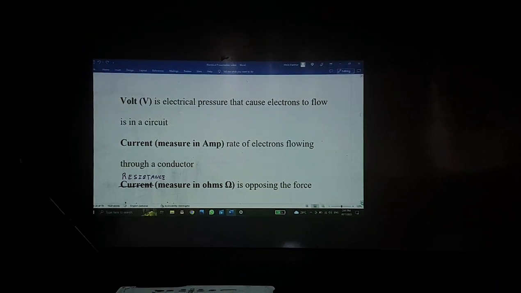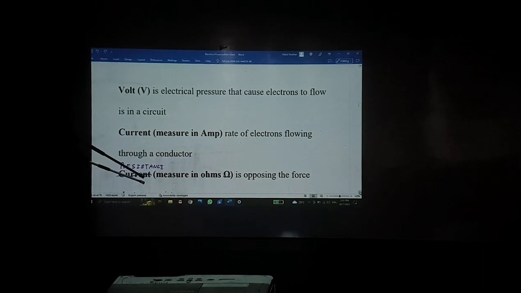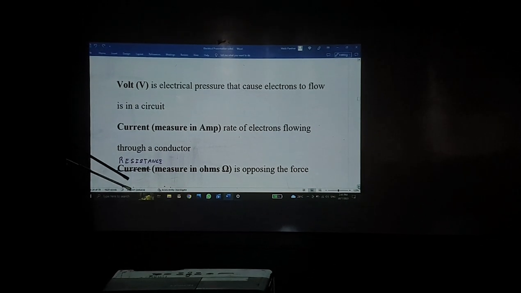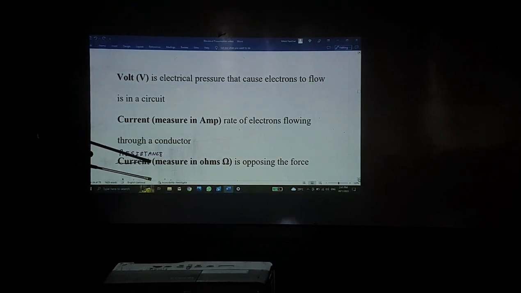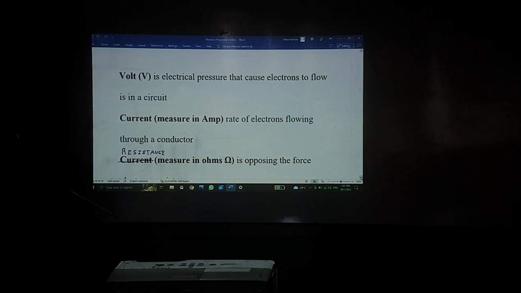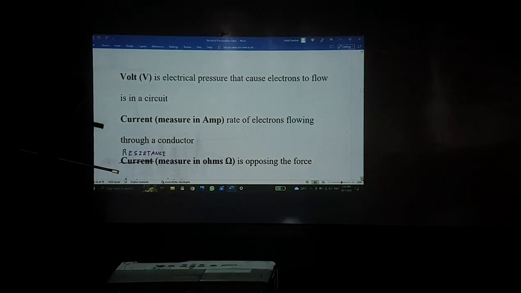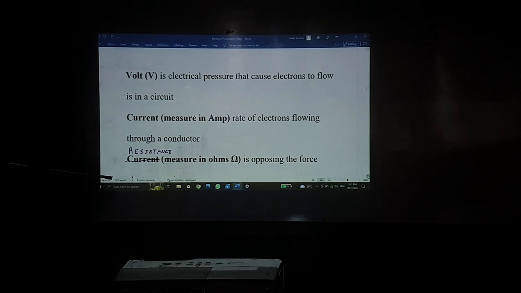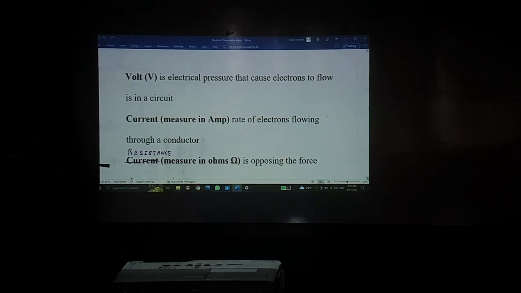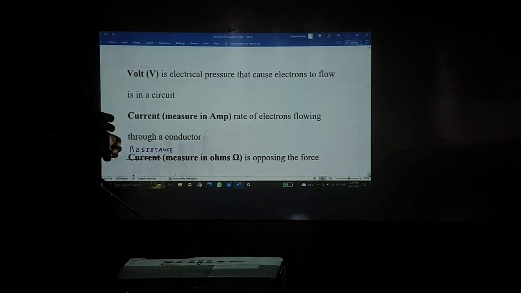We said these basic elements of electricity are voltage, current, and resistance. But what are voltage, current, and resistance? Voltage is electrical pressure that causes electrons to flow in a circuit. So it is the force of the pressure that develops that causes electrons to flow. So we can have high voltage, that means the voltage is flowing very fast. And then we can have low voltage, that the voltage is flowing very slow. Alright?